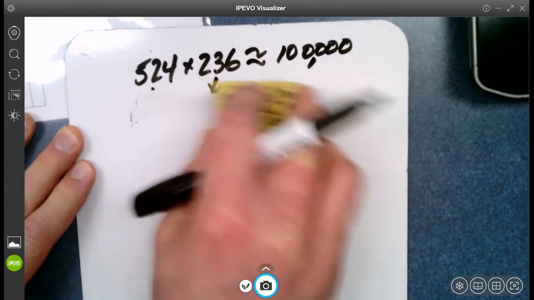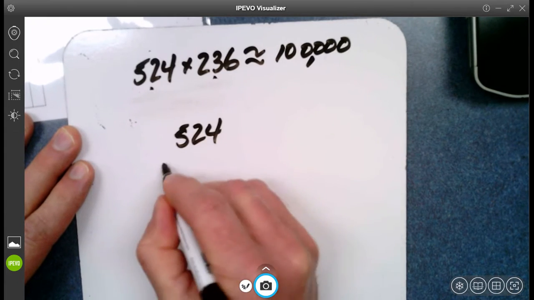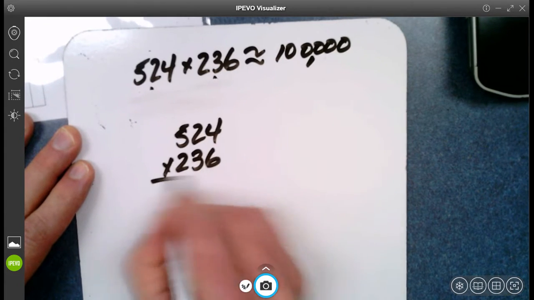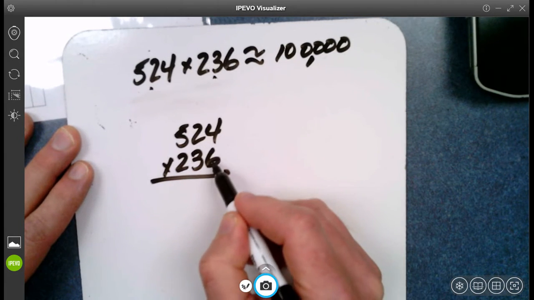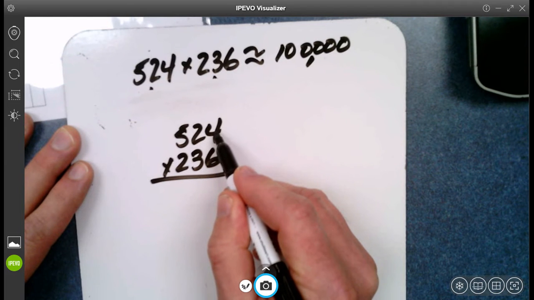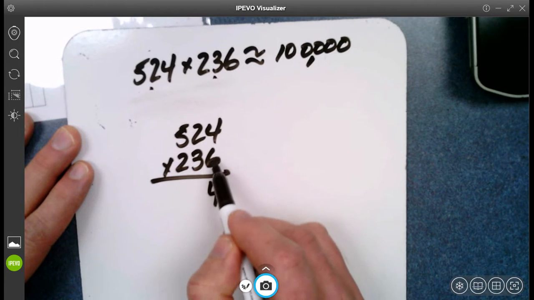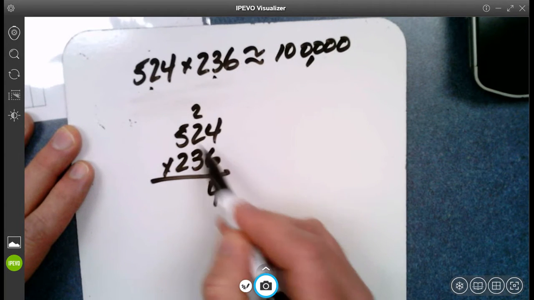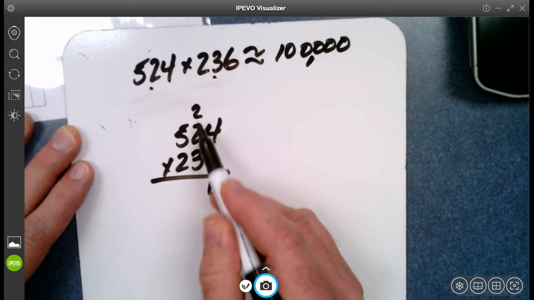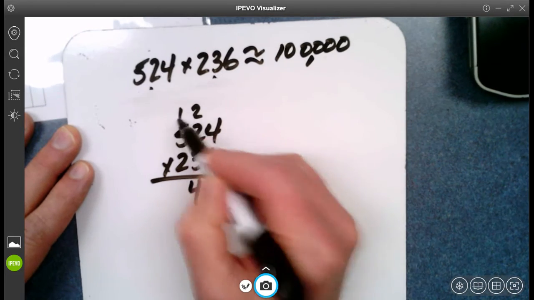Okay, so now I'm going to set this up vertically. 524 times 236. I always start in the ones place in the bottom number, the bottom factor. So 6 times 4 is 24. And I write down one digit at a time, bundling up the largest digit. I'm going to write down the 4, bundle the 2. 6 times 2 is 12, and 12 plus 2 is 14. Write down the 4, bundle the 1.